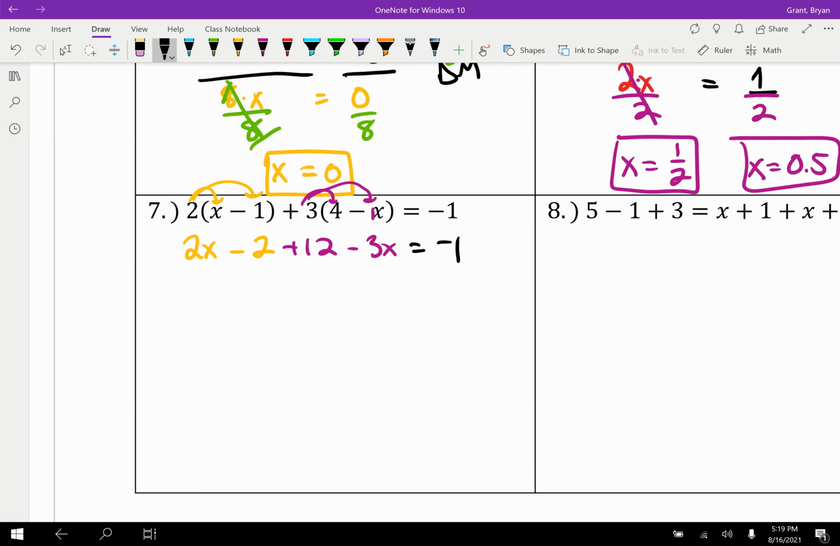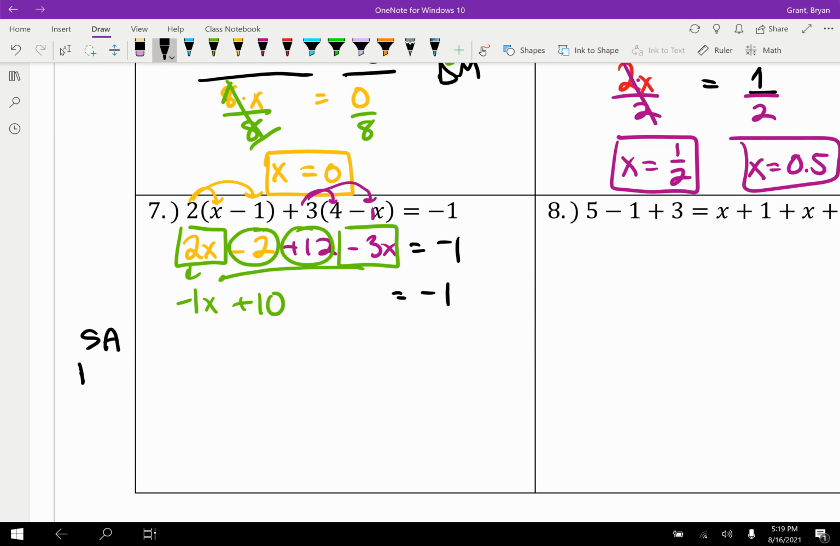What's next? Oh yeah, combining like terms. So let's take a peek. We have 2x's and minus 3x's. 2 of something minus 3 more gives us negative 1 of those things. Then we have negative 2 plus 12. 12 minus 2 is 10. And the right side has not changed. It's equal to negative 1.